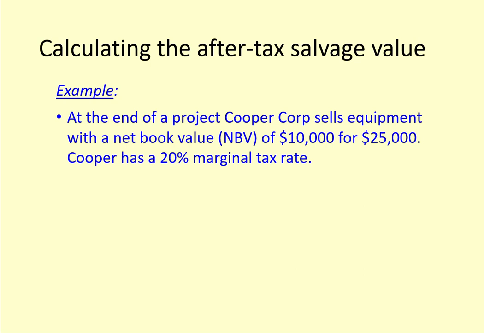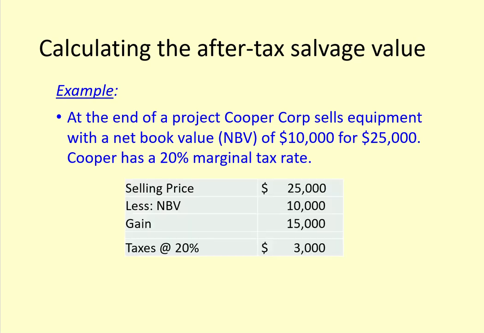Let's assume at the end of a project, the Cooper Corporation sells equipment that has a net book value, that's cost minus any accumulated depreciation, of $10,000, and we sell that equipment for $25,000. If Cooper has a marginal tax rate of 20%, it will have to pay a tax on that gain. Let's go ahead and calculate the gain and the tax payment.